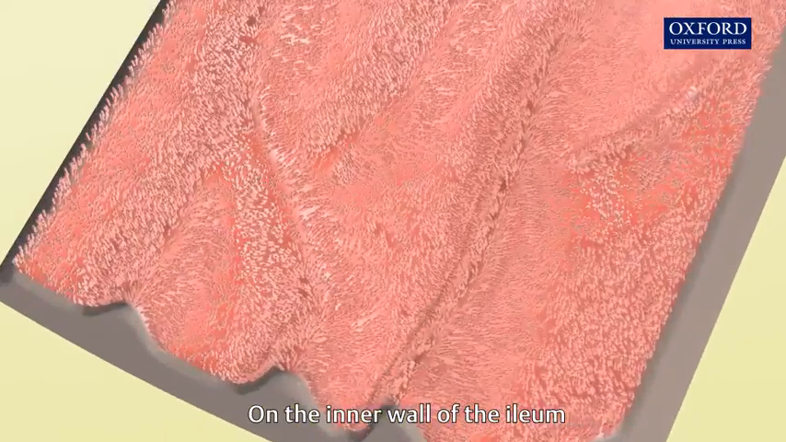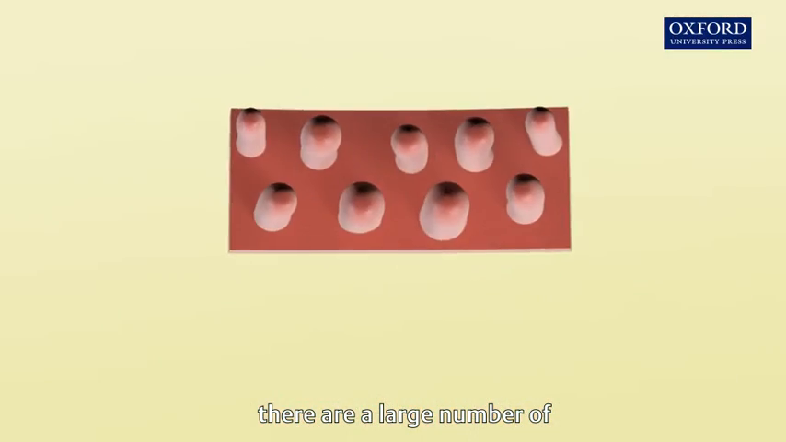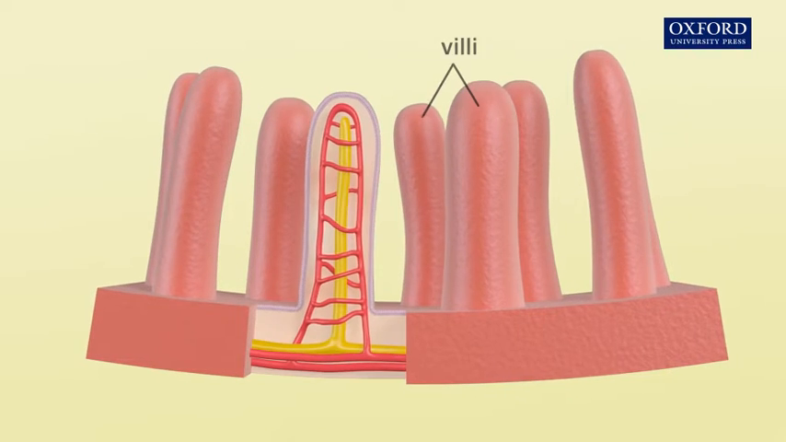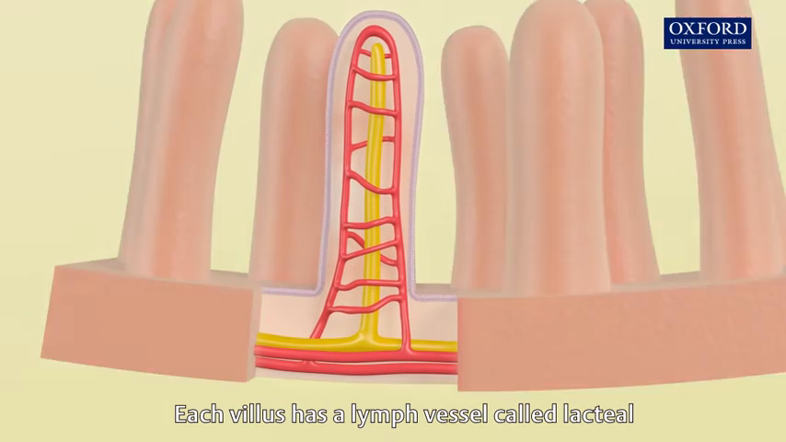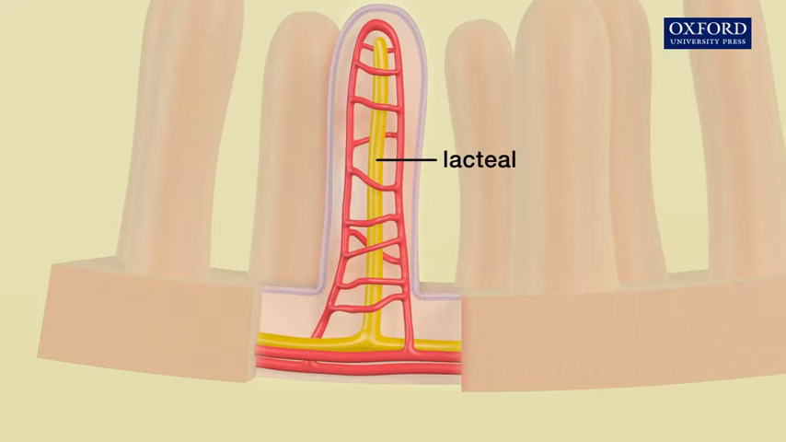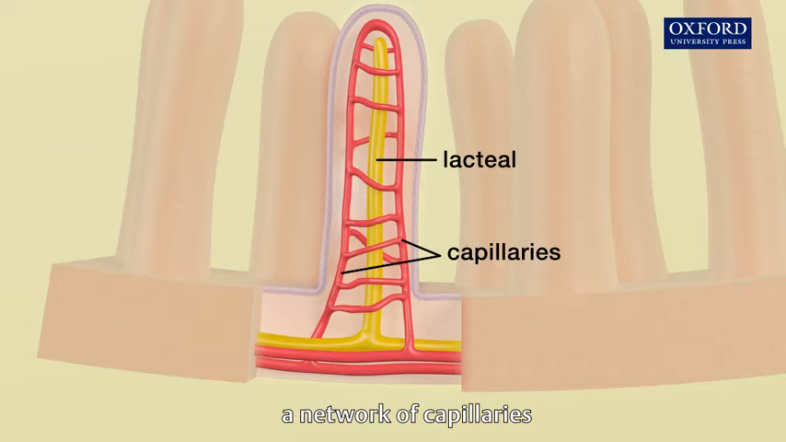On the inner wall of the ileum, there are a large number of finger-like projections called villi. Each villus has a lymph vessel called lacteal in the center. The lacteal is surrounded by a network of capillaries.